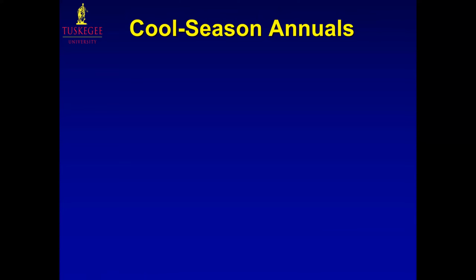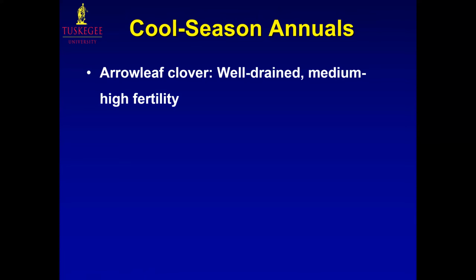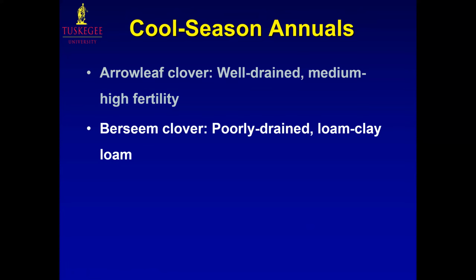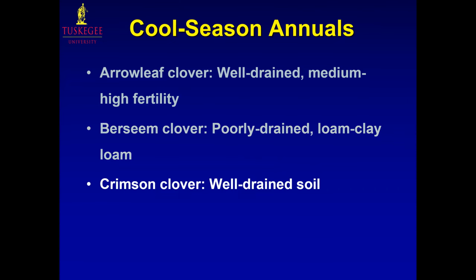Okay, now the cool season annual legumes. Arrowleaf clover will require very well-drained, medium to high fertility soil. And berseem clover, if you don't have a well-drained soil, then this may be the forage species you want to plant, if your soil is poorly drained and is a loam or clay type of soil. And crimson clover will require well-drained soil.